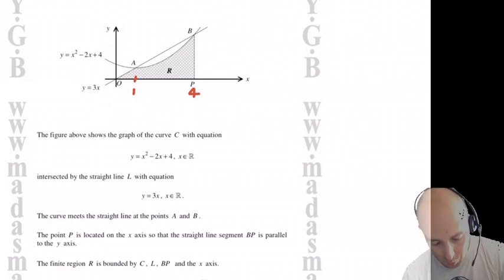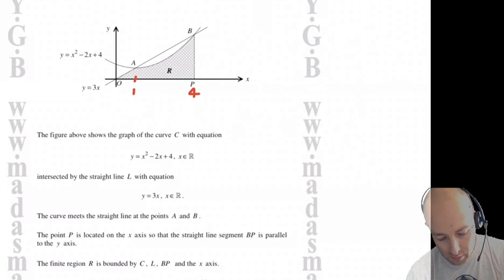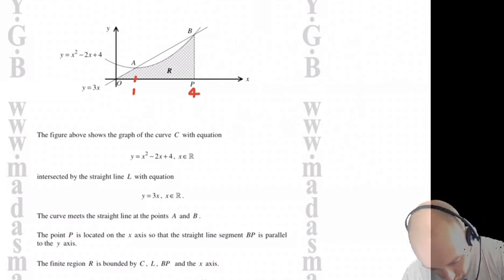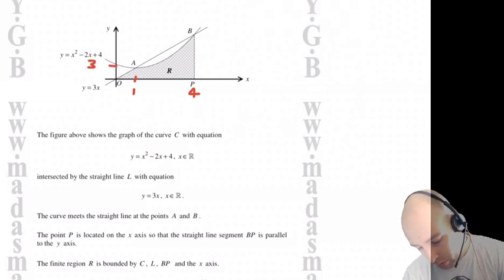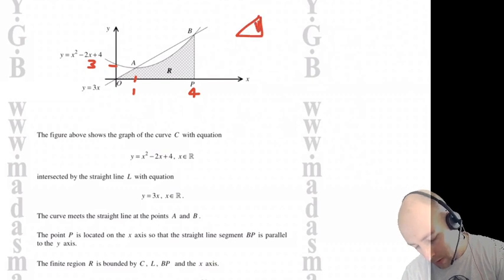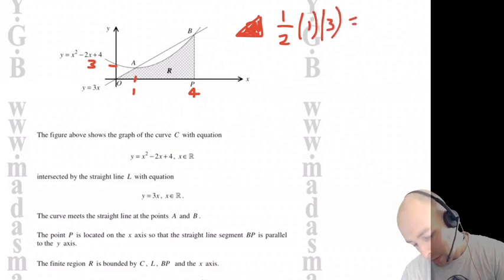Now we're probably going to want the height at the x equals 1 value. If I put 1 in, we get 3. So my y value there is 3, and I can work out the area of the triangle by doing half base times height, so half times 1 times 3, which gives me an area of 3 over 2.